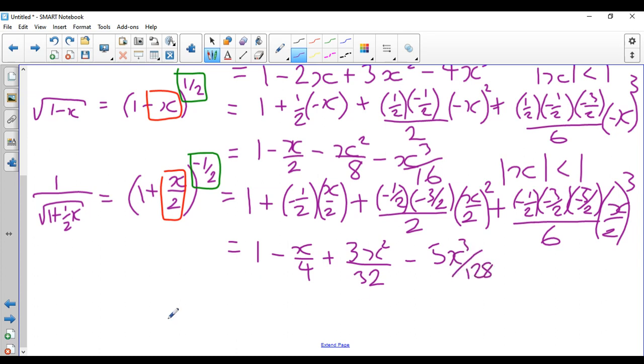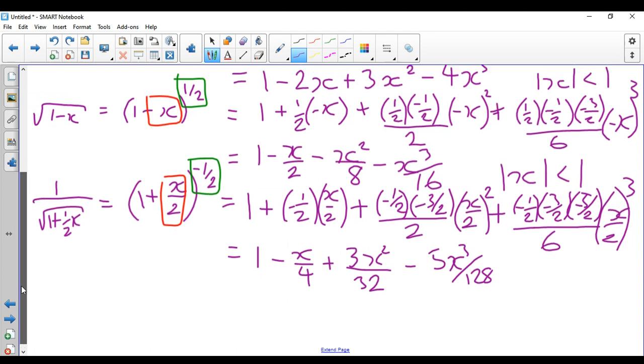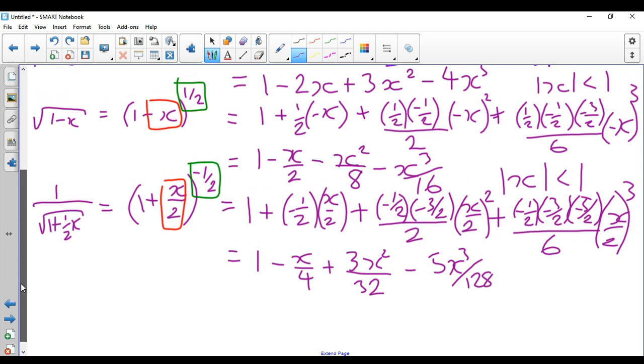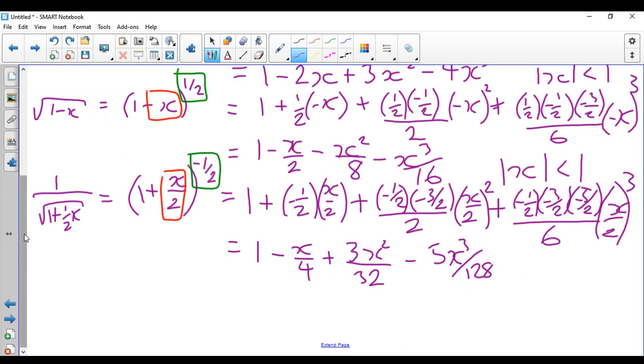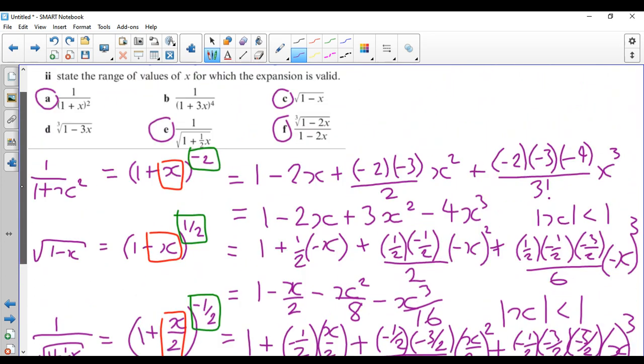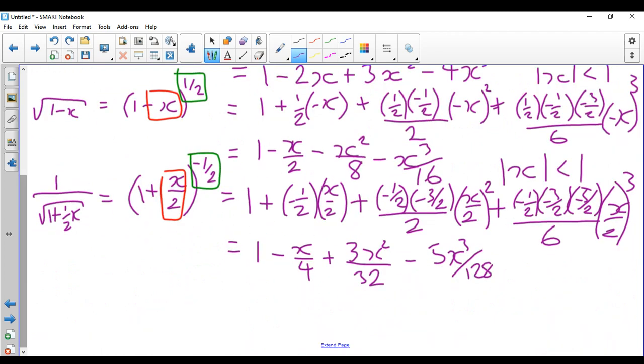Okay, give me a second. I'm just going to try and get to this extend page. Okay, so last but by no means least, I've got the cube root of 1 minus 2x. So that's the cube root of 1 minus 2x all over 1 minus 2x.